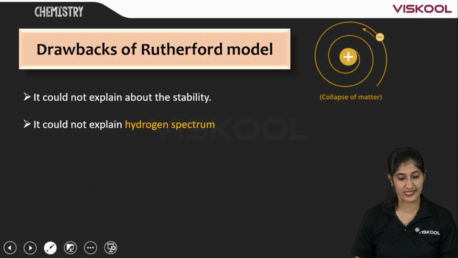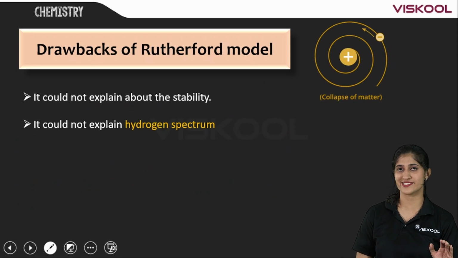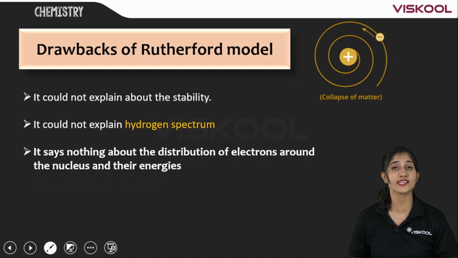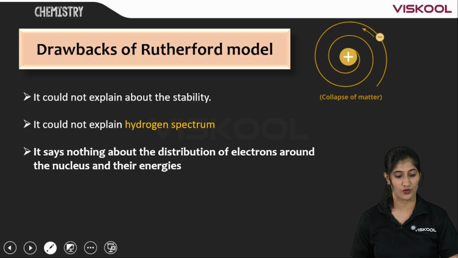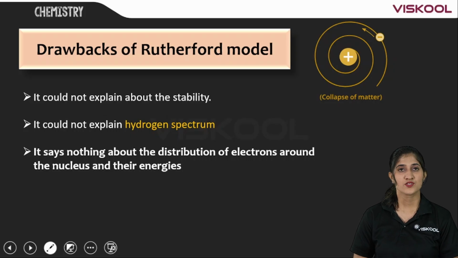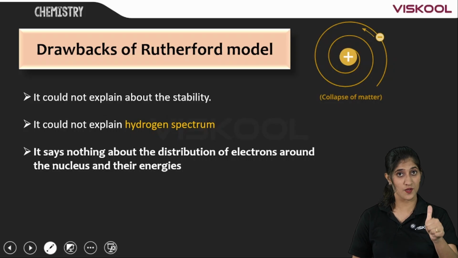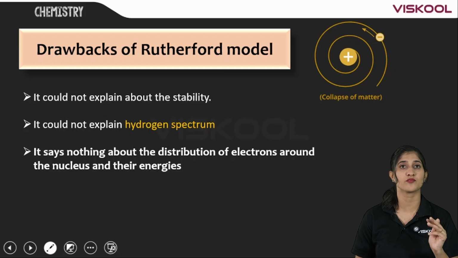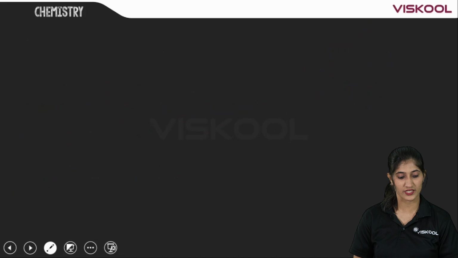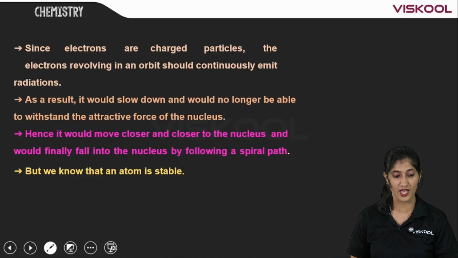And he could not explain the hydrogen spectrum. You will study about hydrogen spectrum in your coming classes, okay? And it says nothing about the distribution of electrons around the nucleus and their energies. These were the drawbacks of Rutherford's model. So, experiment, observations, conclusions, model and the drawbacks. It's clear, right? So here we come to the end of the theory part.